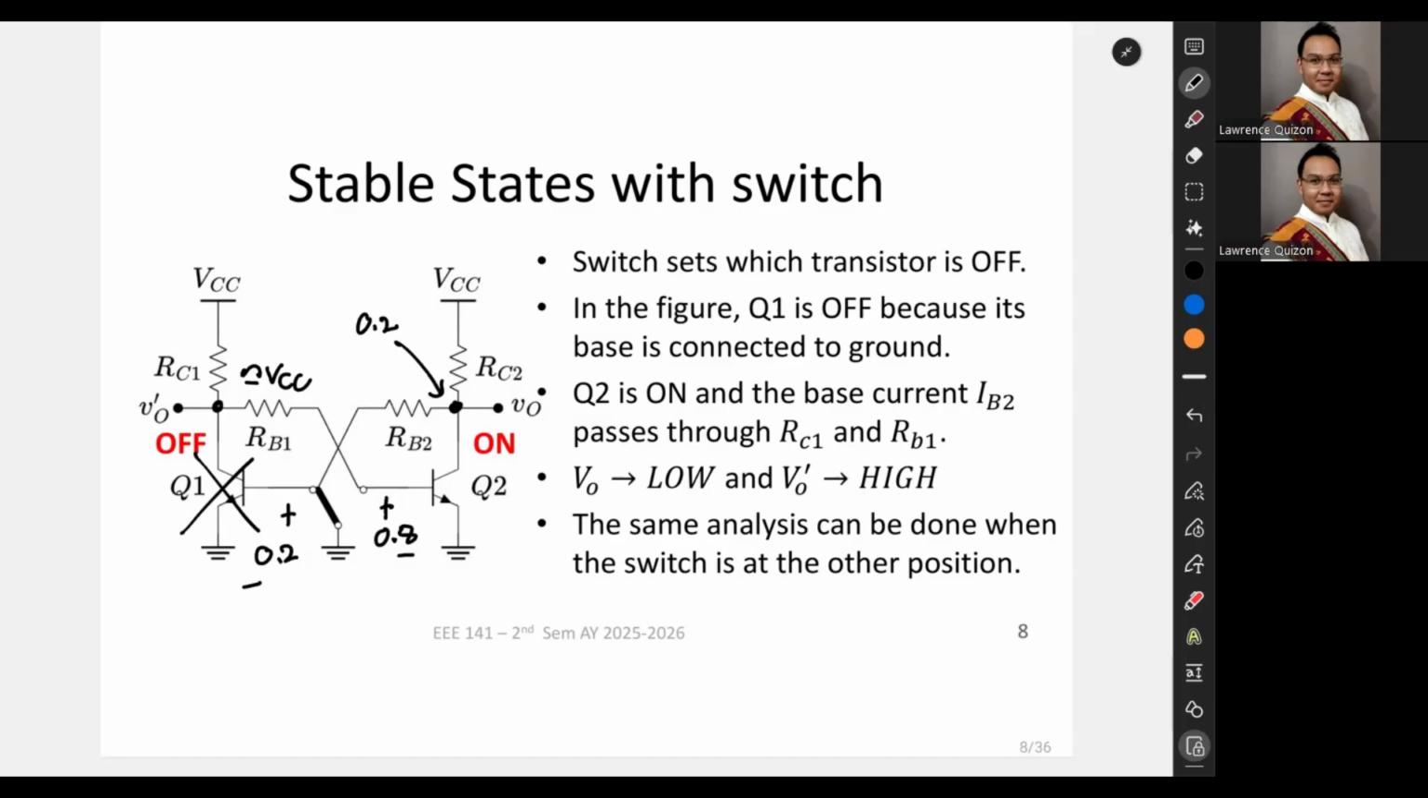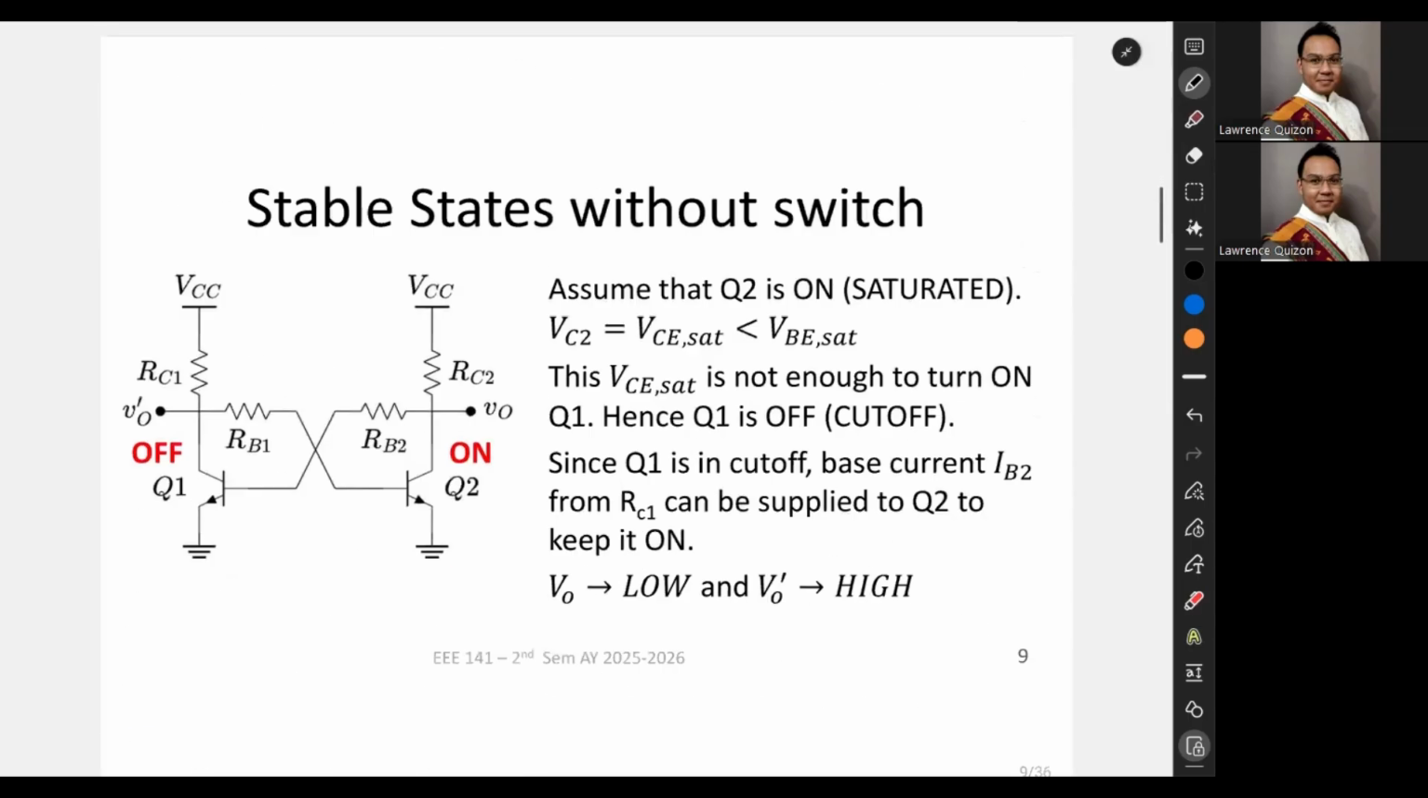This means this configuration is stable. Now, you can repeat this analysis yourself by assuming first that Q2 is off and Q1 is on, and you'll find that the state makes sense. So there are two stable states possible based on the initial assumption of which one is on or off.